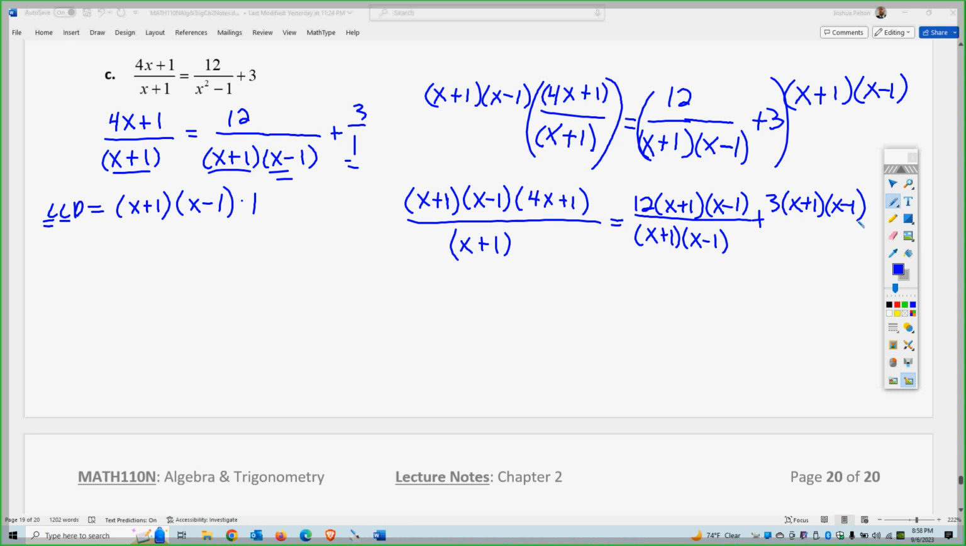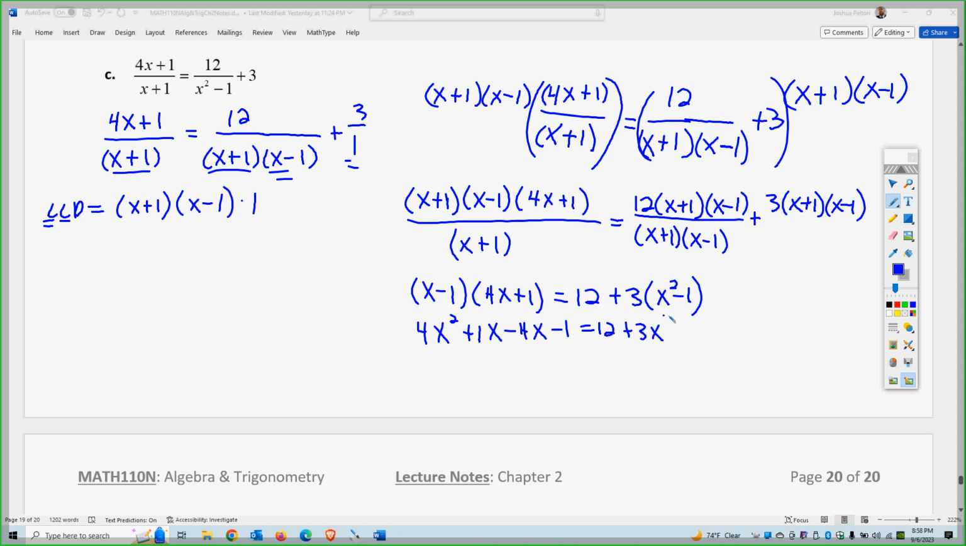Okay, so over here the x plus 1's cancel. I'm left with x minus 1 and then 4x plus 1. Over here I'm just left with a 12 because all of those cancel, and then plus 3 times x squared minus 1, which is what happens when you distribute those back to the original, right? So if I distribute these over here, I'm going to get 4x squared plus 1x minus 4x minus 1. I like that. And over here, I'm going to get a 12 plus 3x squared minus 3.